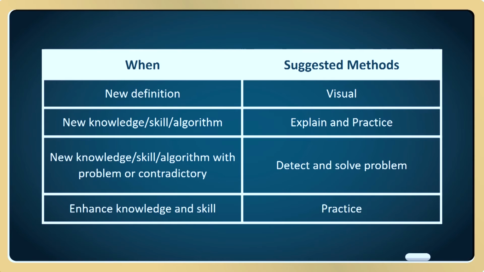When you teach a new definition, you should use visual methods. When you teach new knowledge, skill or algorithm, you should explain and let students practice. But when knowledge, skill or algorithm have some problem or contradictory, you should use the method detect and solve problem. And to enhance knowledge and skill, let students practice. In some situations, we have to combine two or more methods to get the highest efficiency.